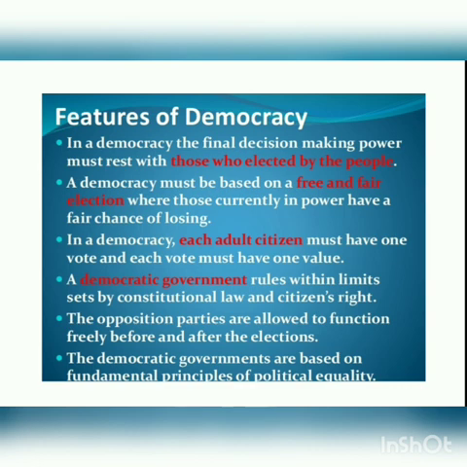The democratic governments are based on fundamental principles of political equality. Equality is one of the most important elements of democracy. It implies equal status, equal opportunities for all. The Indian Constitution states that the government shall not deny equality before law to any citizen. This means that the law shall apply equally to all in the same manner, irrespective of caste, sex, race, or religion.